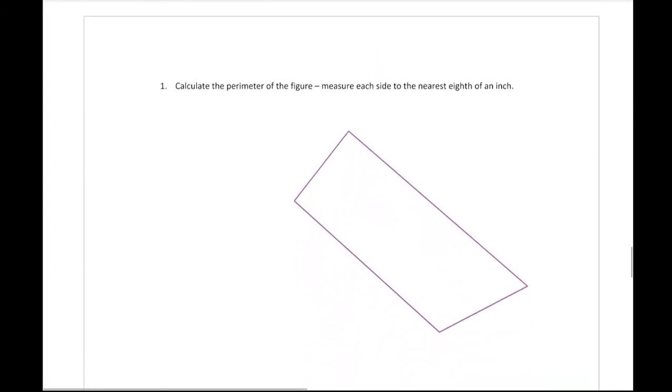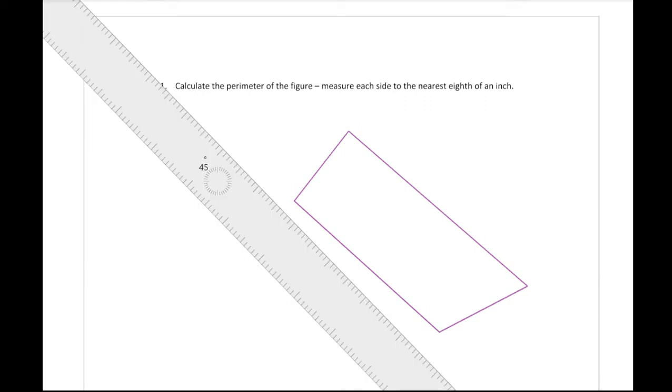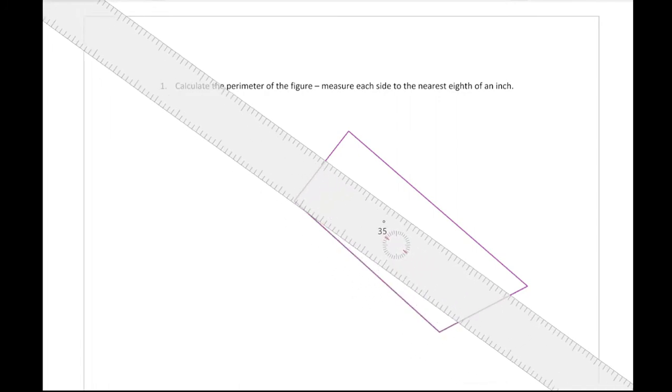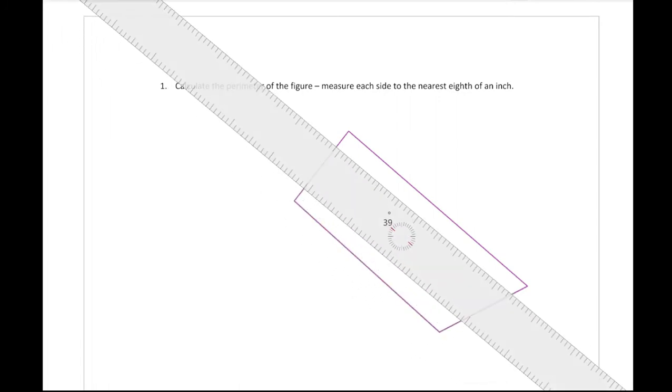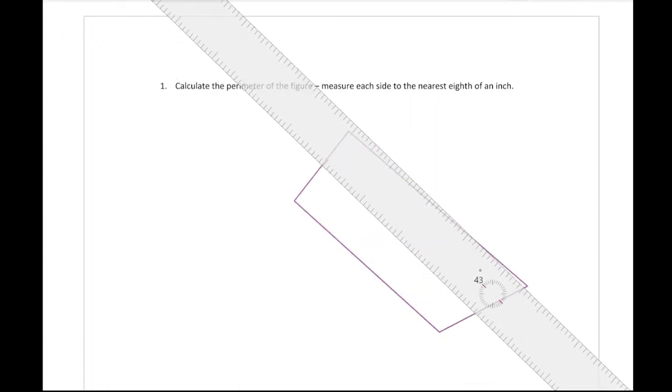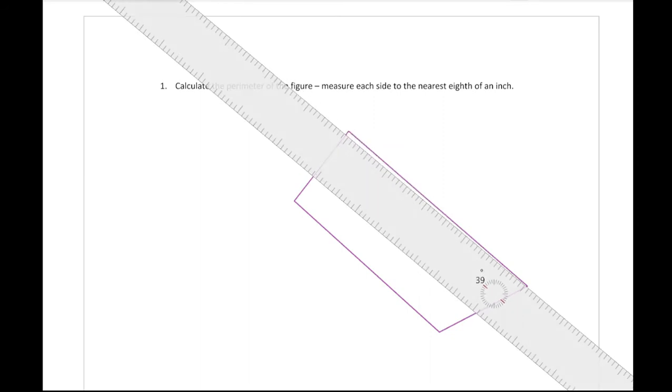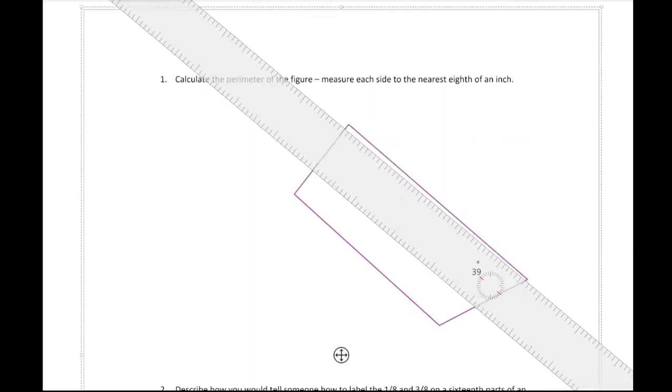Next, we want to calculate the perimeter of the figure, and we're going to measure each side to the nearest 1/8 of an inch. So I do have my ruler here. It doesn't really help us because there's no numbers, but we can at least use it to approximate as much as possible.